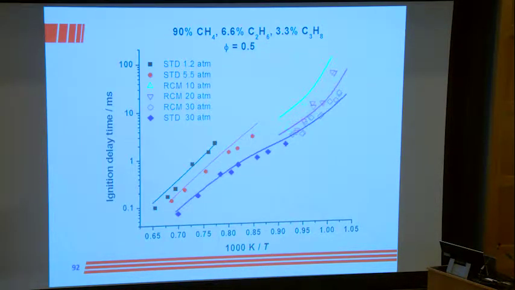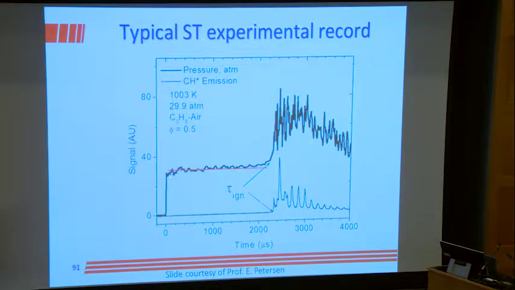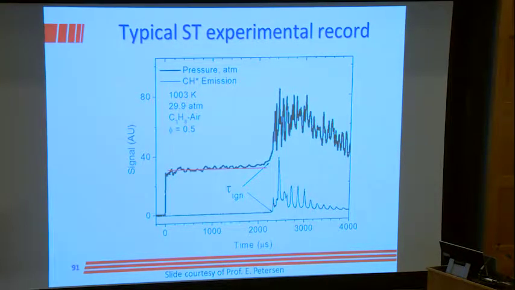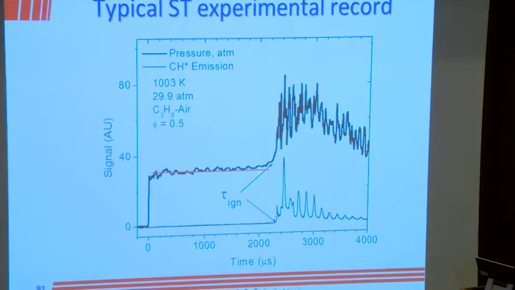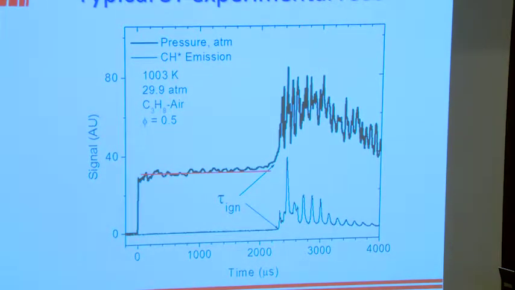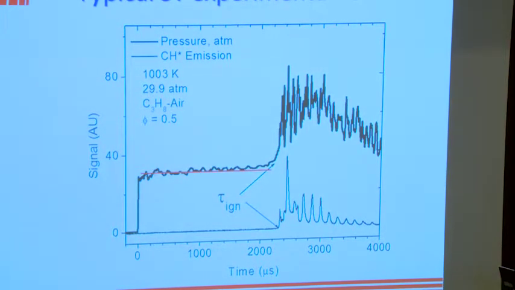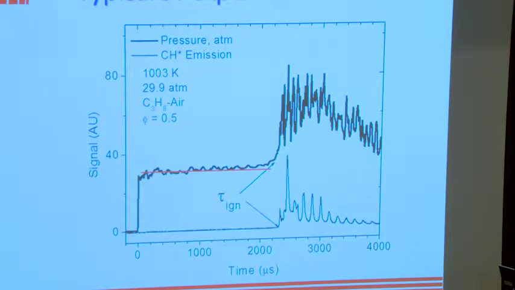However, and actually, sorry. So here then, this would be one point. This is the signal in arbitrary units. This is 30 atmospheres reflected shock pressure and 1,000 Kelvin. And so the time here is 2.3 milliseconds. So that's one point that we've taken for that condition.